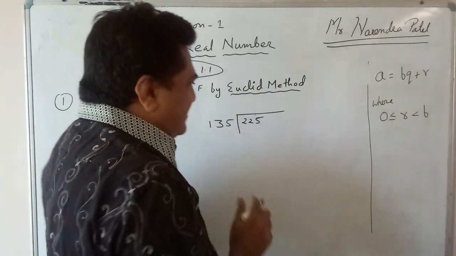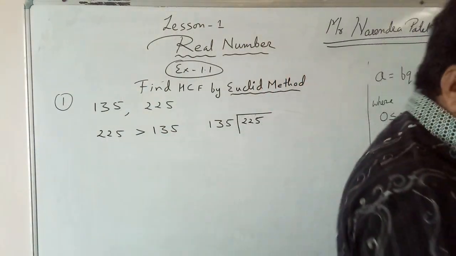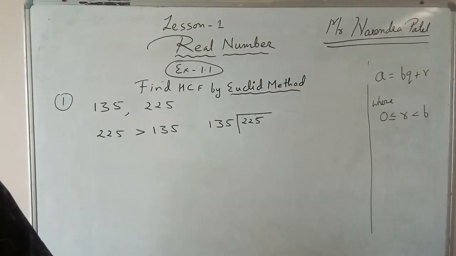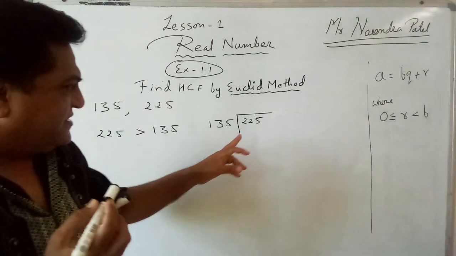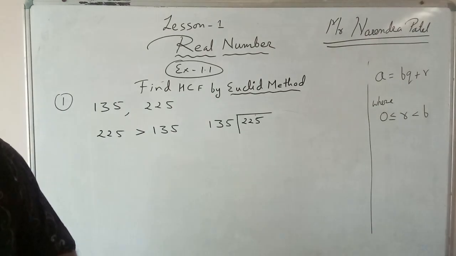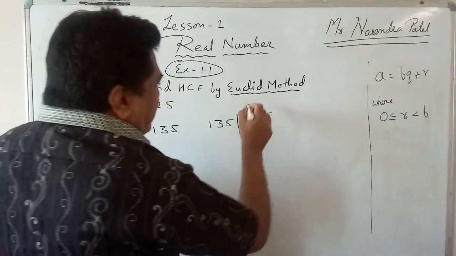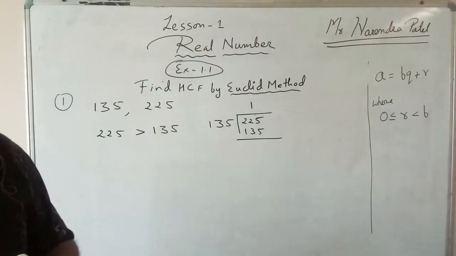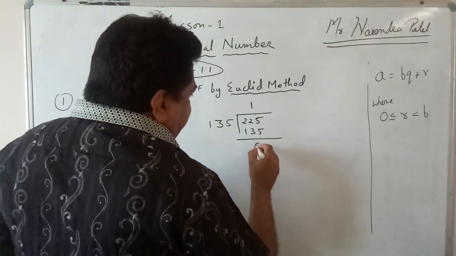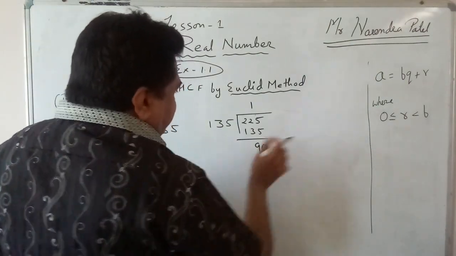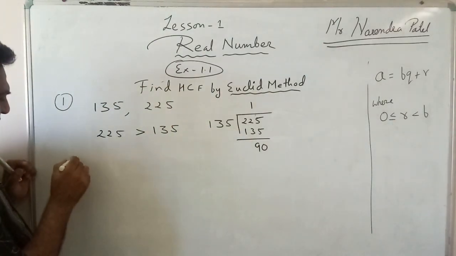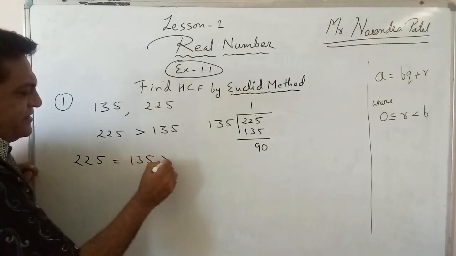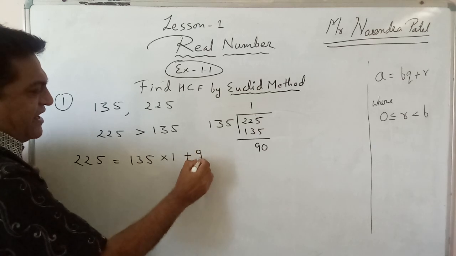Now you have to divide like this. All of you know how to divide two numbers. So I take 225 as the dividend and 135 as the divisor. 135 ones are 135, subtract it, and you will get 90. Understood? You write this here: 225 is equal to 135 into 1 plus remainder 90.